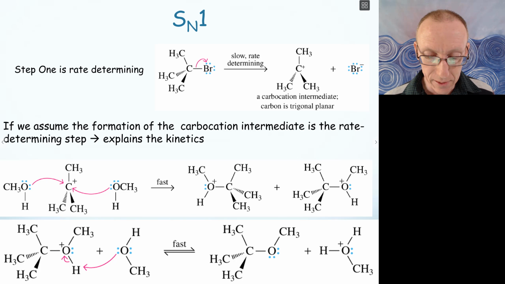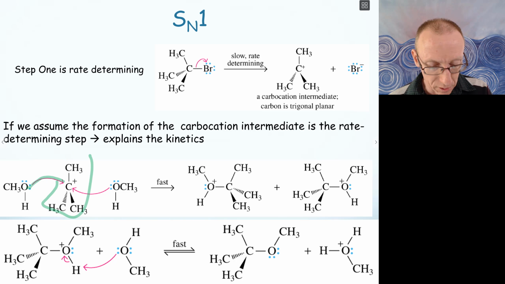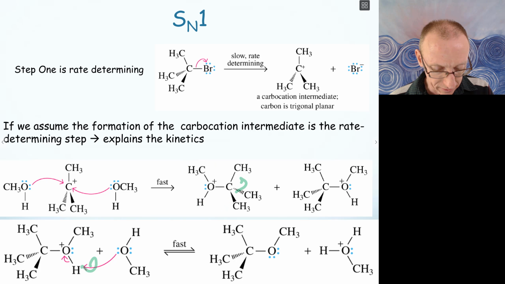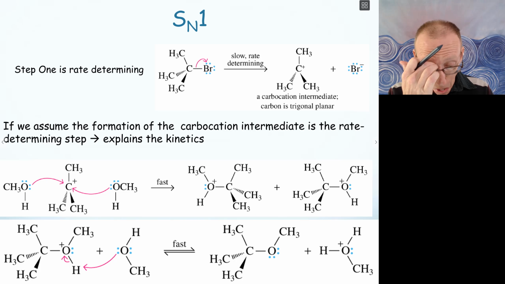The first step is breaking this carbon-bromine bond, pushing electrons onto that bromide to generate a tertiary carbocation, or some kind of carbocation in general. And then once the carbocation is formed, it gets attacked by the nucleophile from one side or the other to give the products. In this case we've got methanol attacking, so it attacks to give these products initially, and then we've got a hydrogen that needs to be removed in a second step over here.